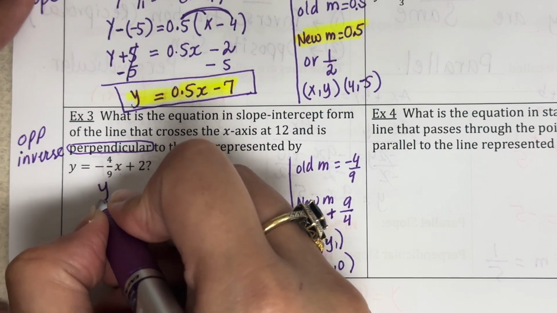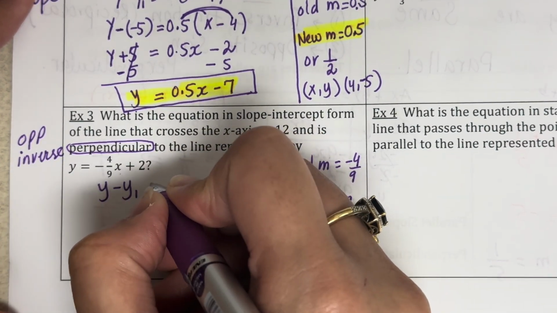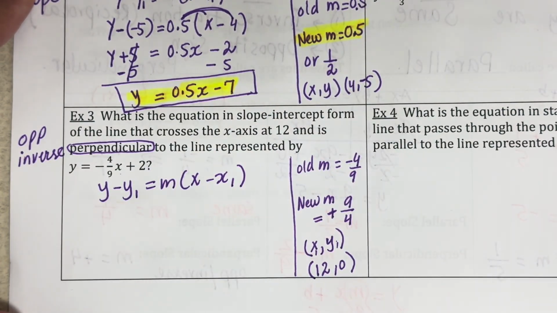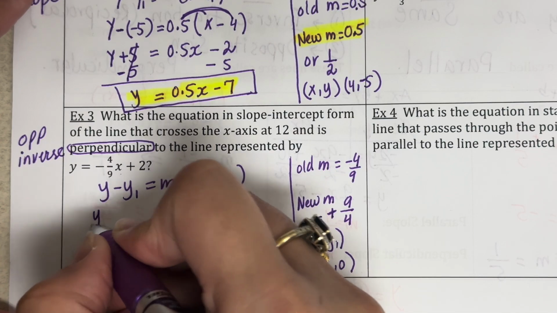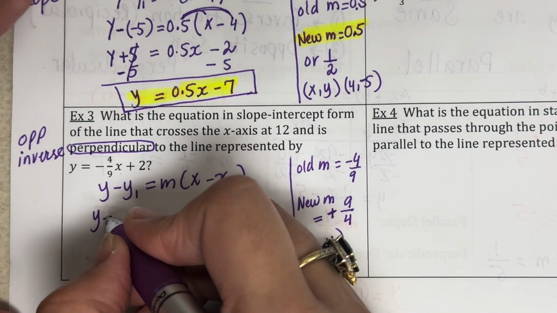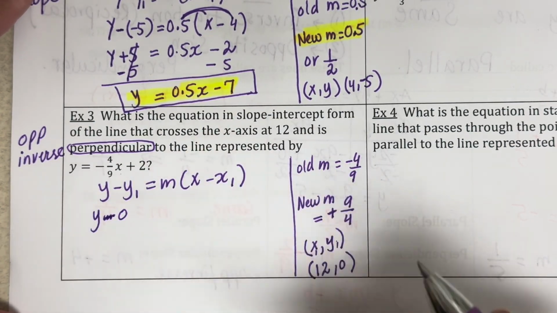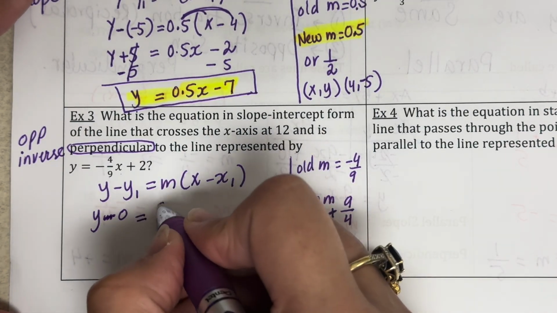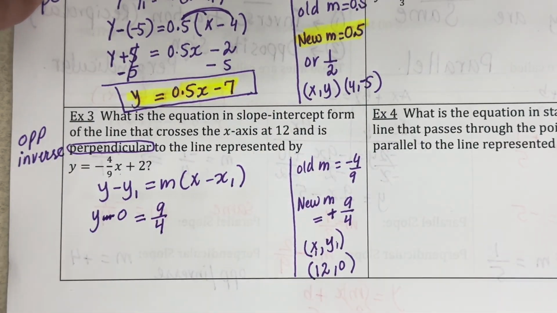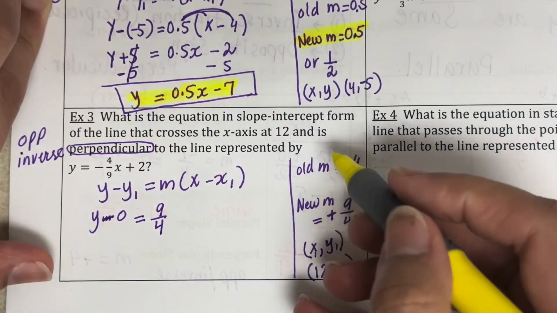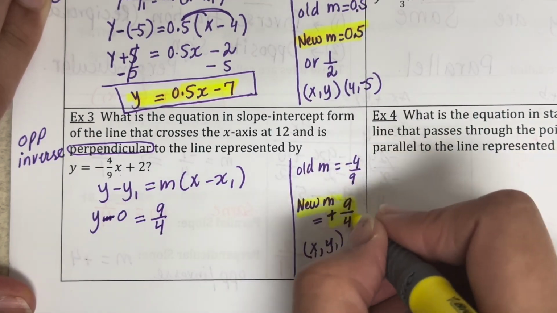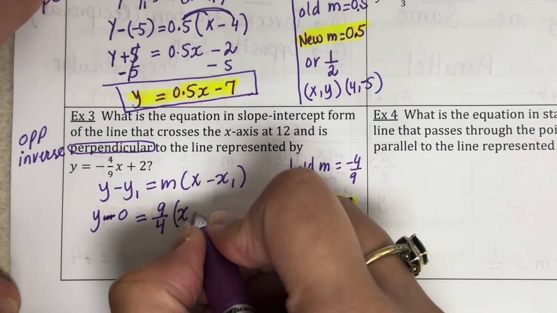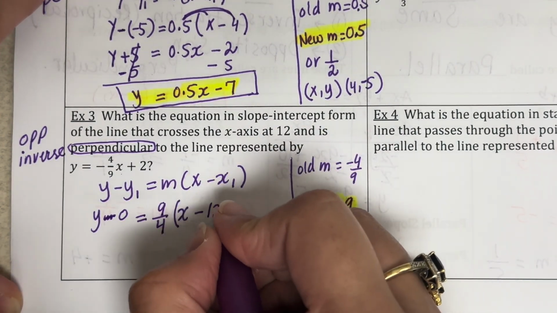Now you use your point slope form. Y minus y1 equals m times x minus x1. Plug in your numbers. Y minus y1 is 0. You don't really have to, well, you can put that 0, doesn't matter. Slope is, you are using the new slope because I need the new equation, so it is 9/4. X minus x1 is 12, so I'm going to put 12.